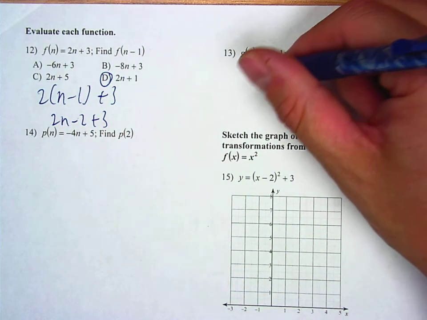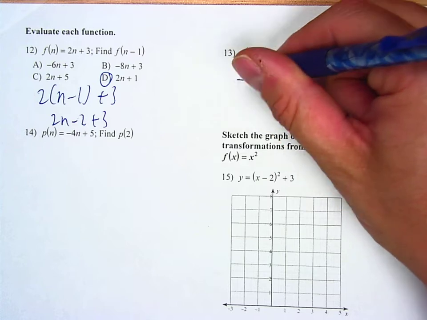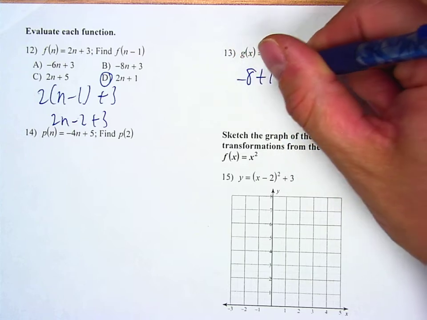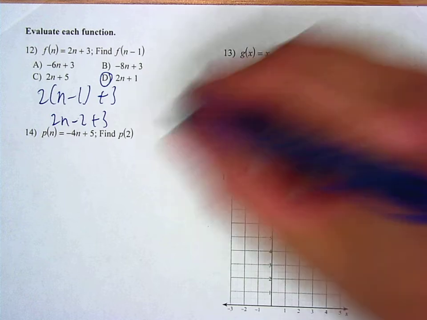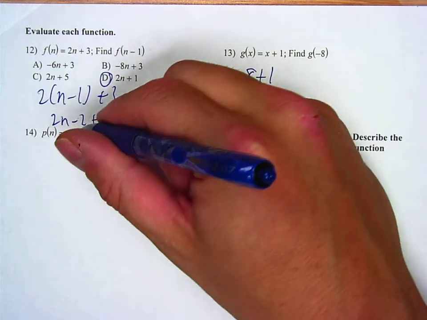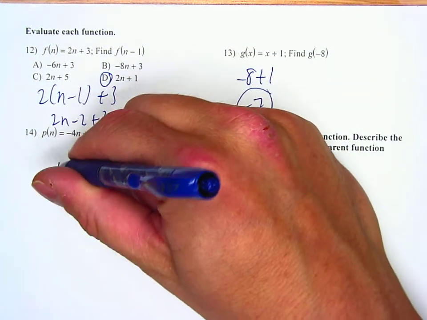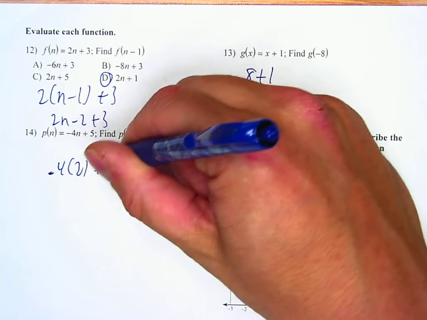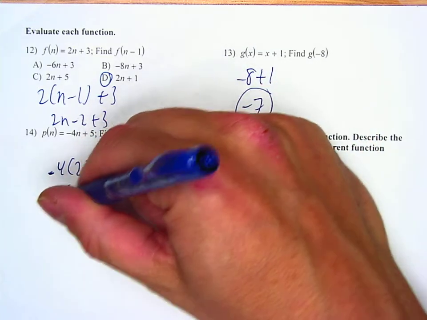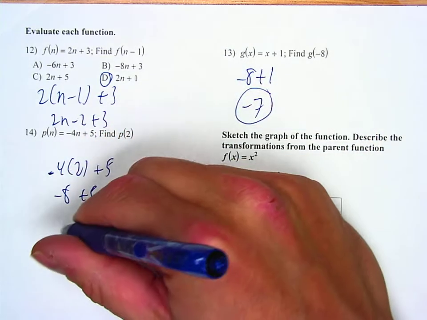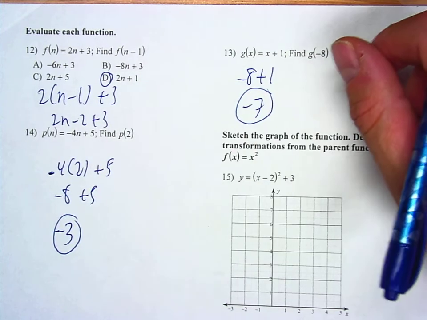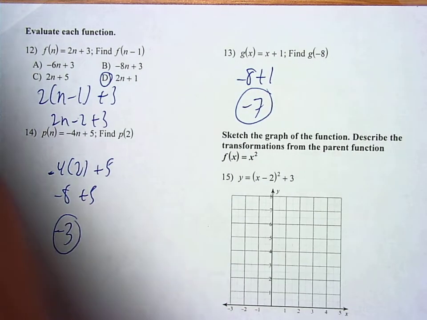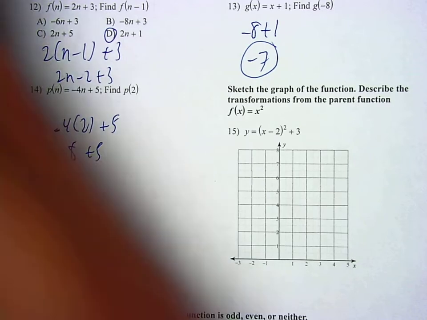G of negative 8, we're going to put in negative 8 for x. Negative 8 plus 1, negative 7. P of 2, we're going to put in 2 for n. Negative 4 times the quantity 2 plus 5. Well, that's negative 8 plus 5, which is negative 3. The spacing here has nothing to do with the length of the problem. It has to do with this problem here being x squared.